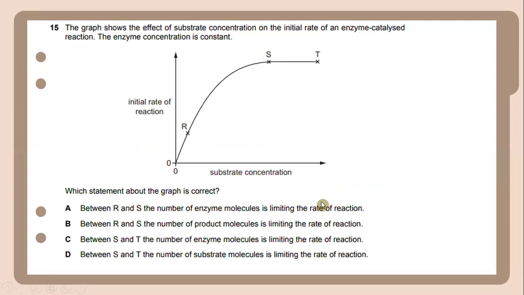15. The graph shows the effect of substrate concentration on the initial rate of an enzyme-catalyzed reaction. The enzyme concentration is constant. This can be explained about the graph between R and S: the number of enzyme molecules is limiting to the rate of reaction.